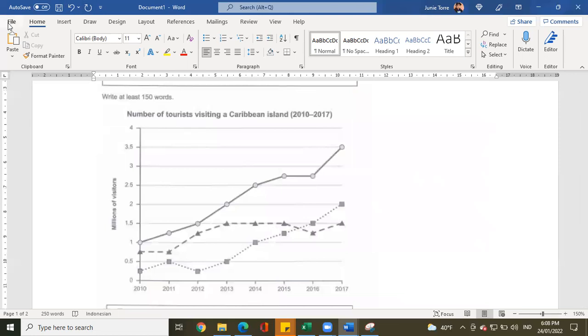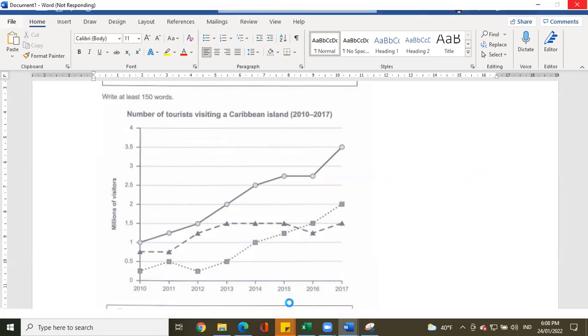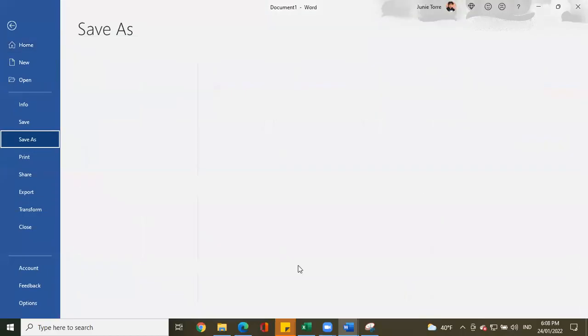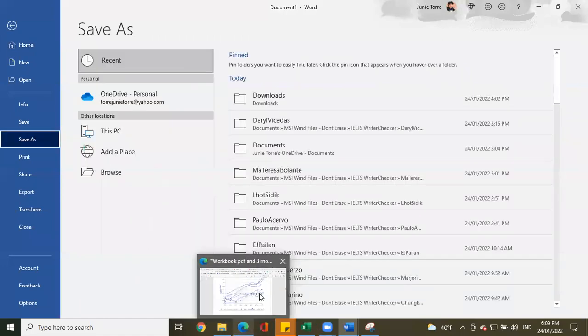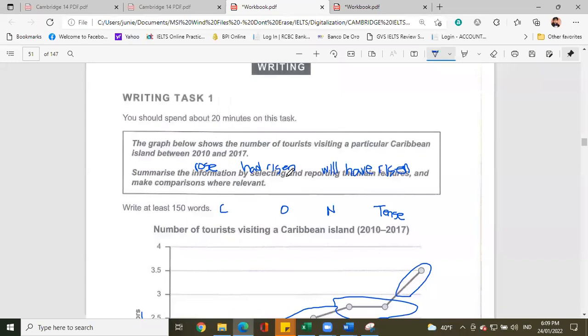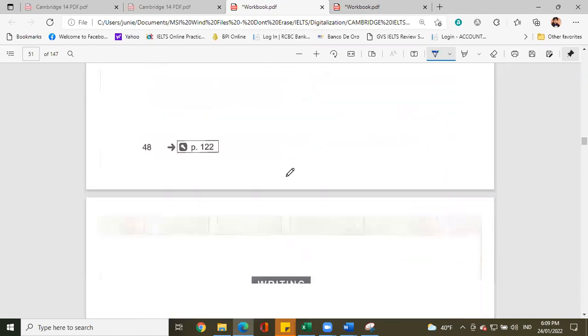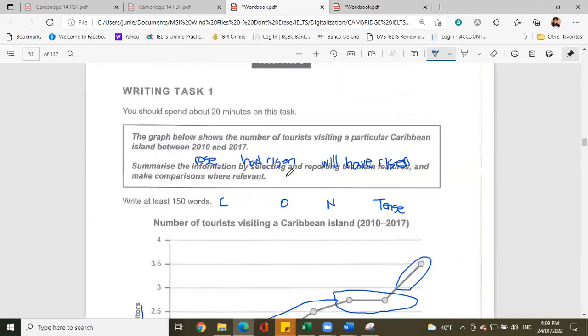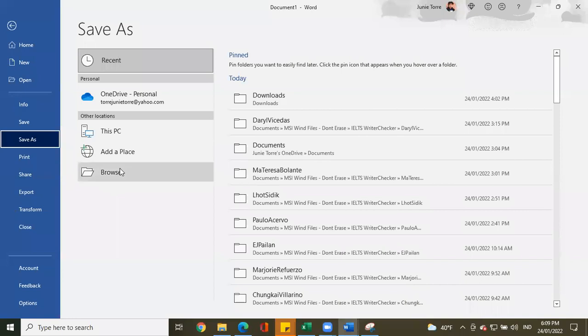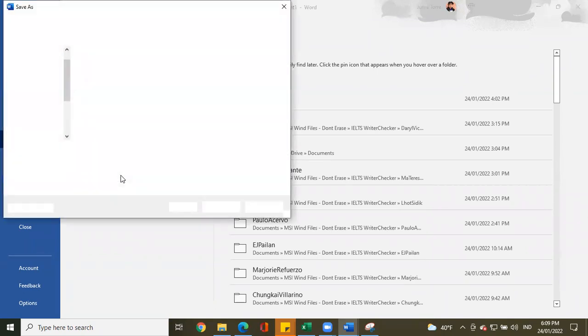Okay. So let's save this thingy. Line graph. This is, what is this, guys? Cambridge. What is this? Cambridge 15 ba tayo? Yes, 15. Cambridge 15. What test is this? Test 2. Cambridge 15, test 2, task 1. And then let's upload this thingy over YouTube. Here. You like the gerund, guys? You like it? You learned a lot, gerund.